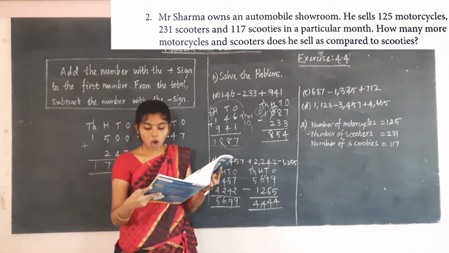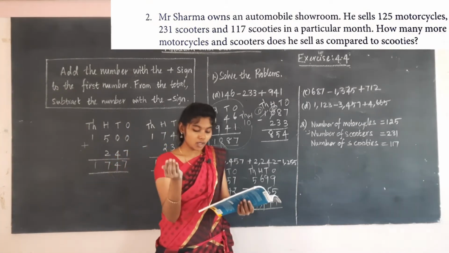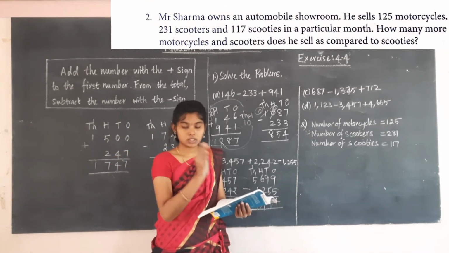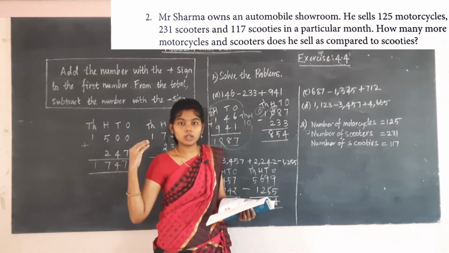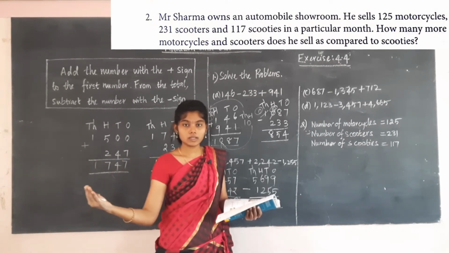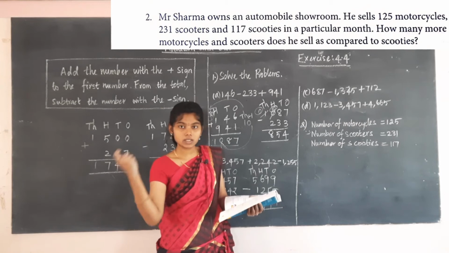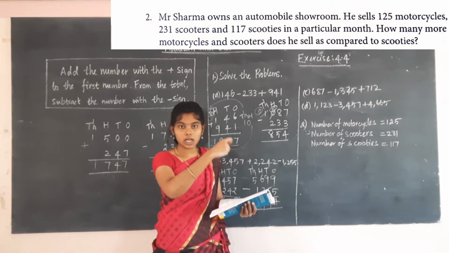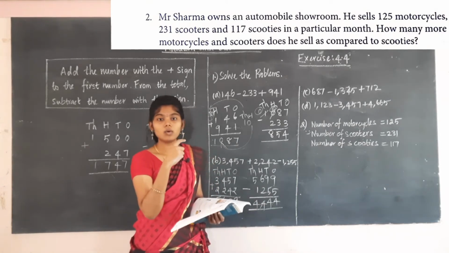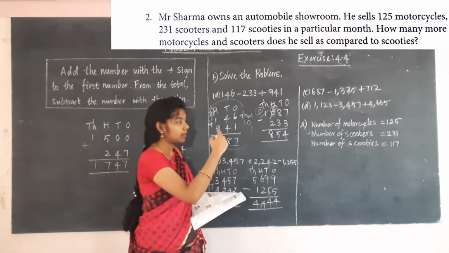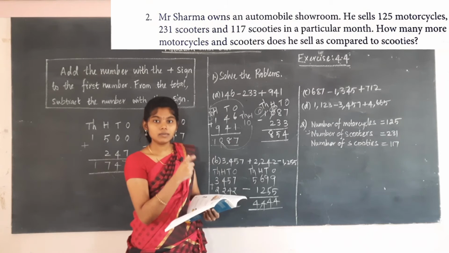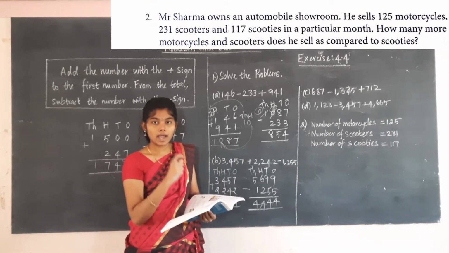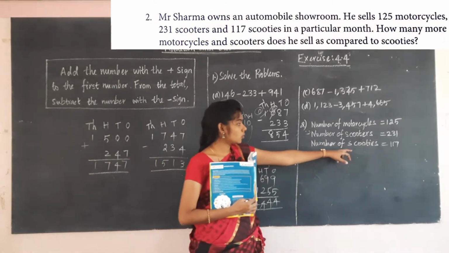They have asked how many more motorcycles and scooters have been sold compared to the scooties. So to compare, we have to subtract the scooties number from the total that we find by adding those two numbers, the motorcycles and the scooters. So first we add the numbers of motorcycles and scooters, and we get a total number. From that number we are going to subtract the scooties number.